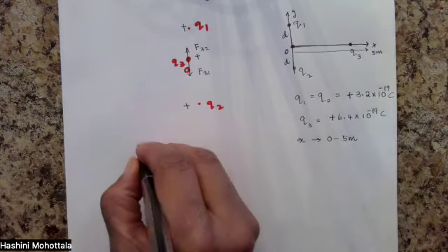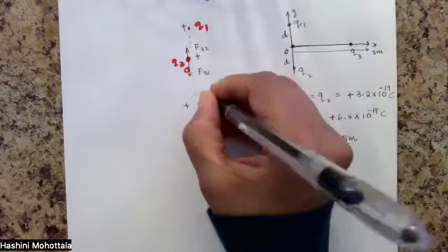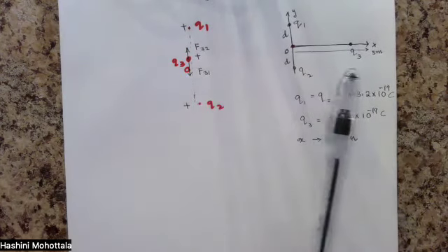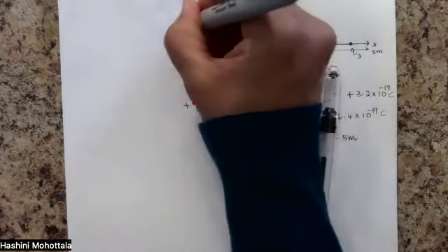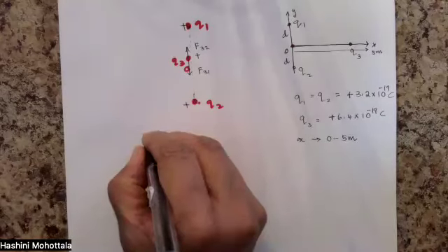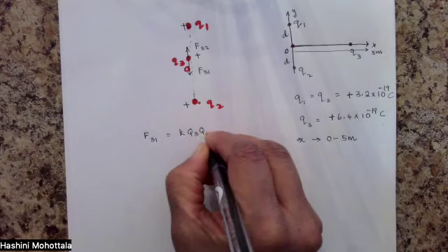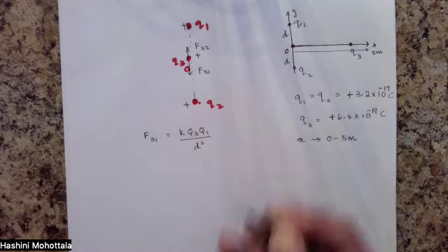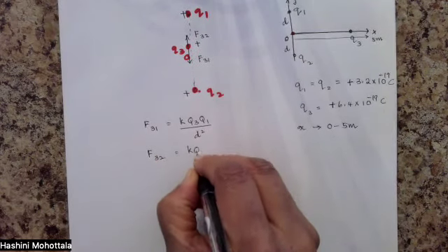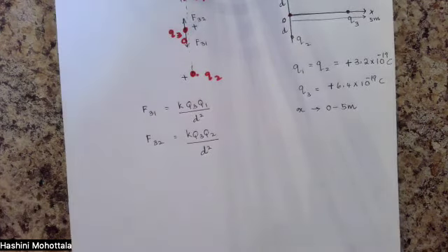So if I find F31, let me actually draw the line here so that you can see where the charges are. The picture doesn't really do justice for the distance, but you guys know what I'm talking about. So if you find F31, this will be K Q3 Q1 over D square. And if you find F32, that would be K Q3 Q2 again over D square.